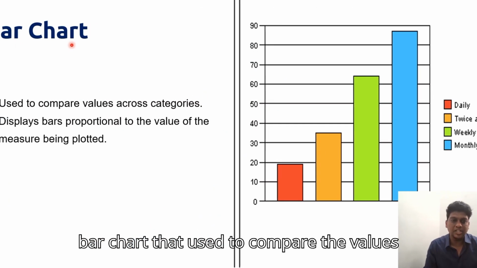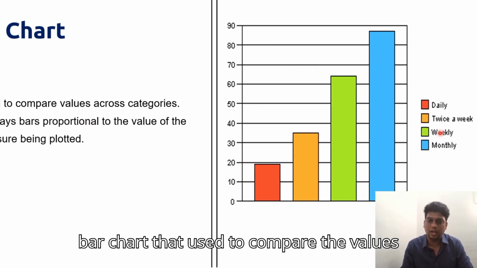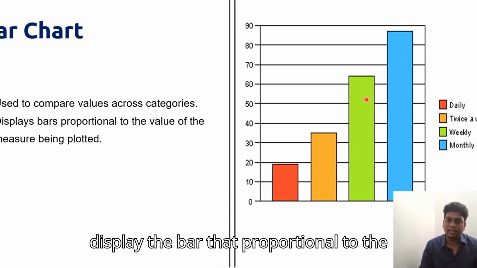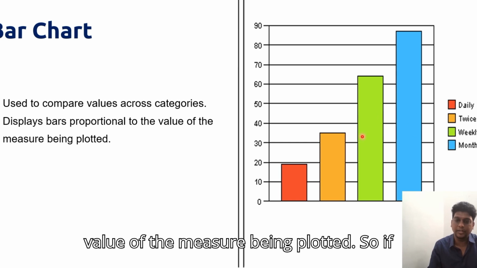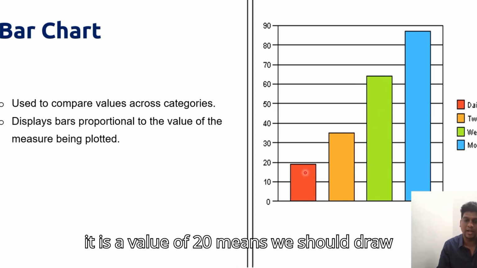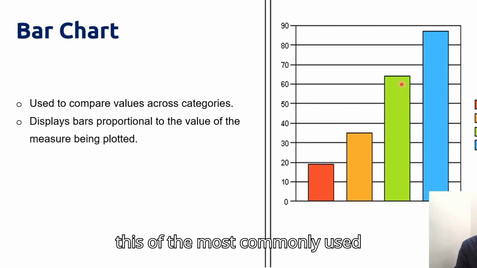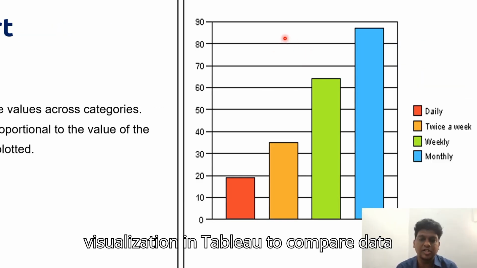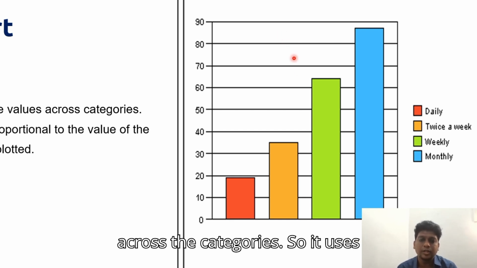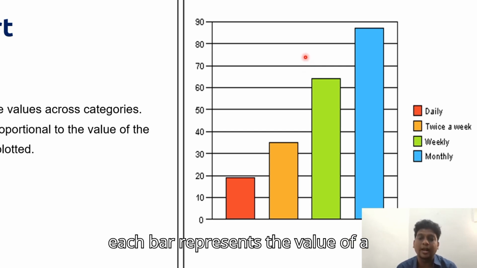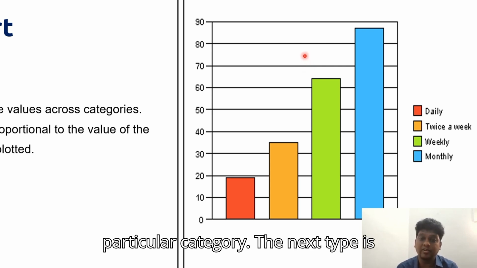So the first one is the bar chart, which is used to compare values across different categories. It displays bars proportional to the value of the measure being plotted. So if the value is 20, we should draw like this, then 60 means we should draw like this. It is one of the most commonly used visualizations in Tableau to compare data across categories. It uses rectangular bars where the length of each bar represents the value of a particular category.